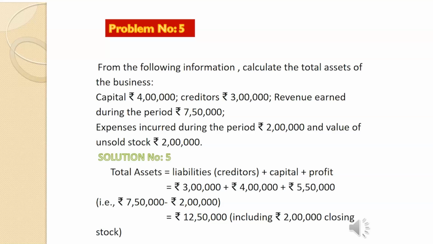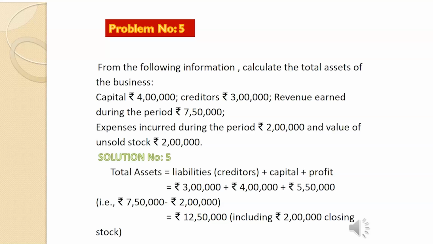So what is the formula applicable here? As usual, assets is equal to liabilities plus capital. If there is any profit, that amount is added to the amount of capital. Here revenue was given and expenses was given.